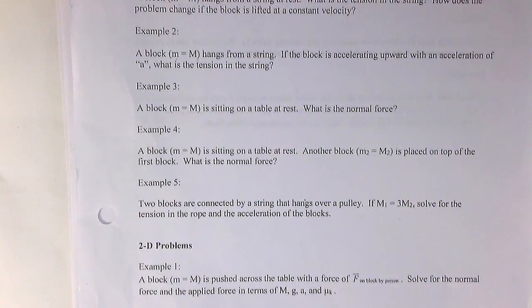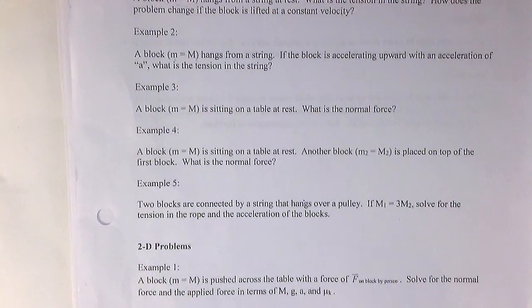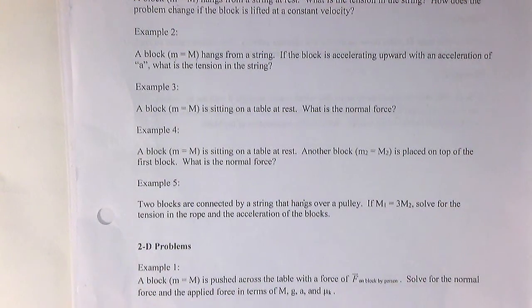That means that we have to draw 2 motion diagrams and 2 free body diagrams, one for M1 and one for M2. Now, there's some tricks that we can use to solve this problem, and I'm going to talk about those now. It says here, solve for the tension in the rope and the acceleration of the blocks.